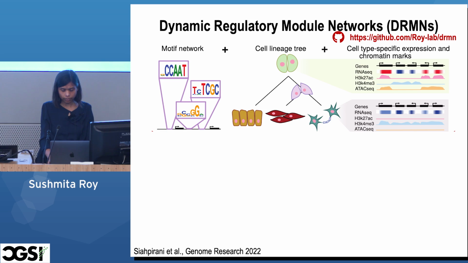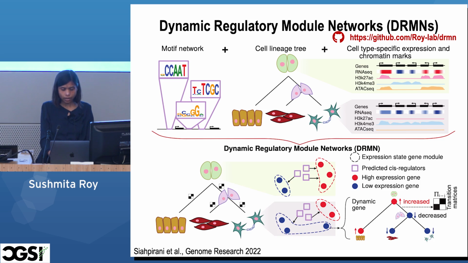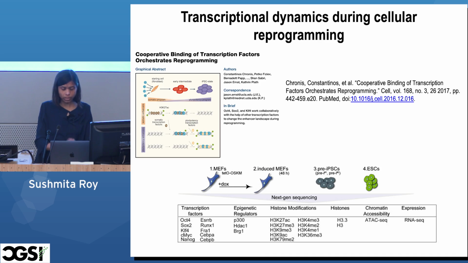And we developed a method called DRMN, where we leverage the lineage information and sequence-specific motifs, and then we use this information to partition genes into high, medium, different gene expression levels, and then we also predict what actually drives those gene expression states. And we've applied this to a bunch of different data sets.